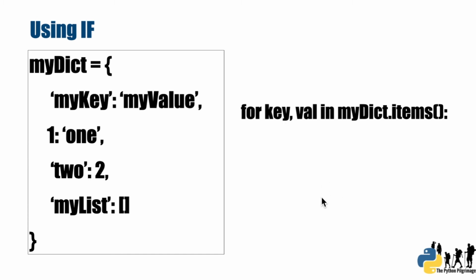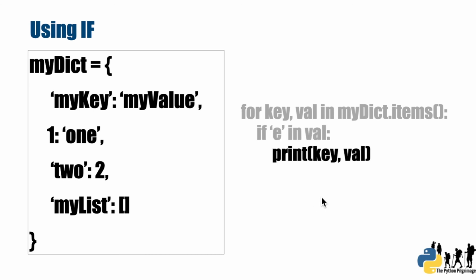Okay, going back to if, we added your if statement here. So we are looking for the letter E in value. If you have the letter E in the value, then that will be printed out. You print your key and your value. So in this case, this will print out my_key and my_value, 1 and the word one, and the number 2 will be skipped because it contains no letter E, and your empty list has no E in it, so you don't really expect your last two elements to be there.